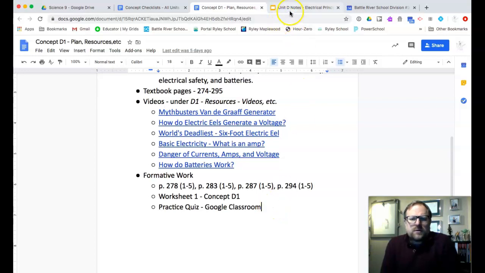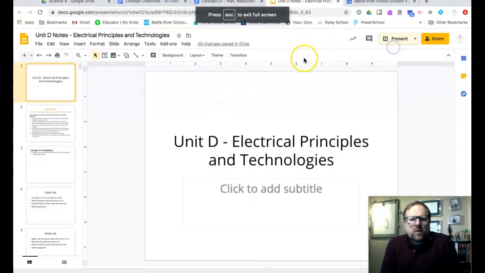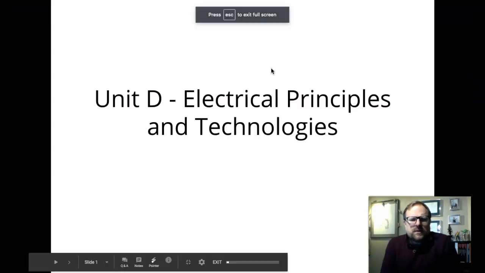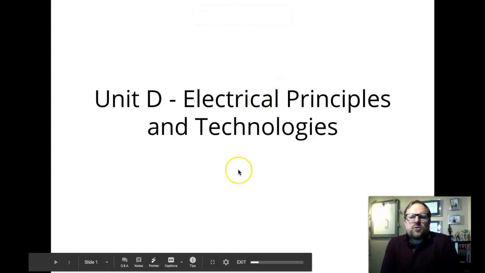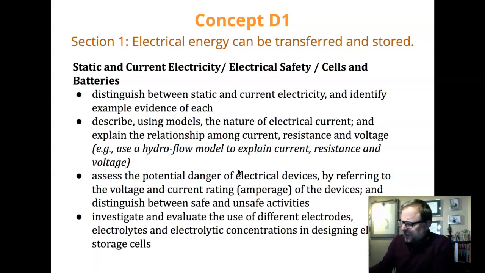So without further ado, let's have a look at the beginning of Unit D. I'm going to make that nice and big for you so you can see it. So Unit D is called Electrical Principles and Technology, and that is what we're headed through today. And we are going to get started on concept D1, which basically covers section 1 in your textbook. So at this point, if you haven't done so already, please make sure that you've taken out your notes, which you can find in the Google Classroom under Unit D, under Resources, Notes, and Worksheets.